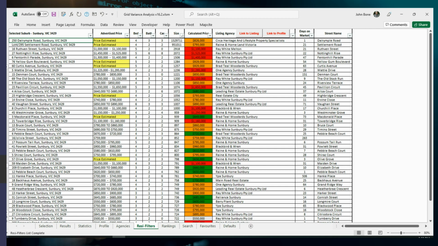The links to real estate listings and property profiles exist in the same way as they do on the results sheet. An additional column called street name is added so that properties in the same physical location can be more easily identified.